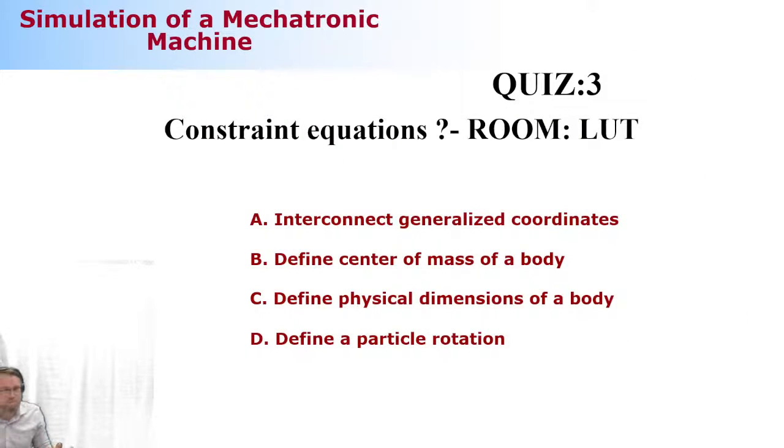Is it too simple? Too difficult? What are the constraint equations doing for you? Are they defining the center of the mass? Have we discussed the center of the mass? Okay, they define the physical dimension of the body. Have we discussed that?